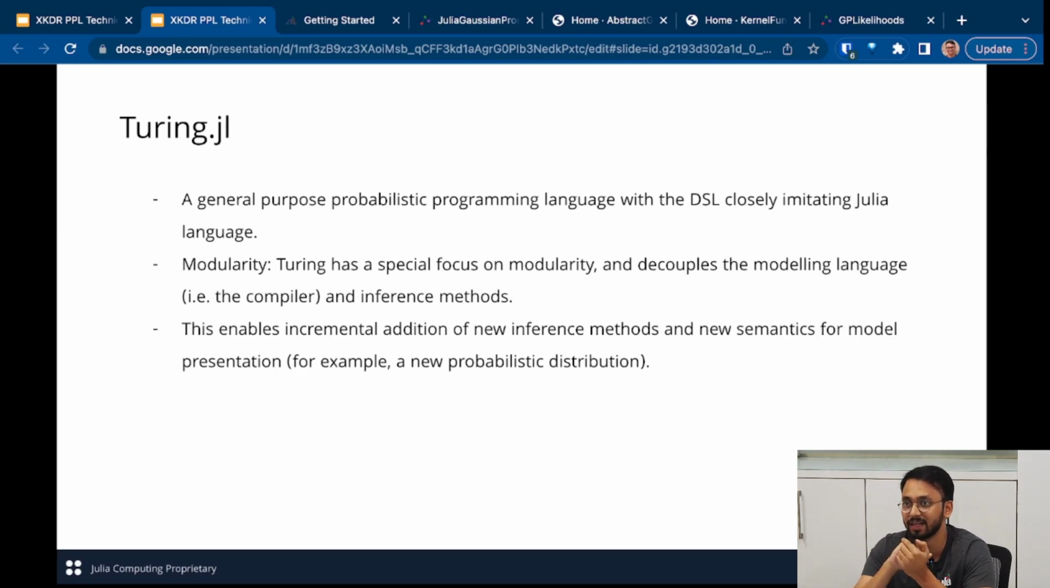It enables that by decoupling the modeling language from the inference method, unlike other programming languages like Stan. This enables one to incrementally add new inference methods as and when research progresses, and have a common modeling scheme irrespective of what inference procedure you use, and also develop the semantics of model representation independently. That is, you can keep adding new distributions to the whole representation corpus. That way you will be developing on two fronts independently, that is the modeling front and the inference front.